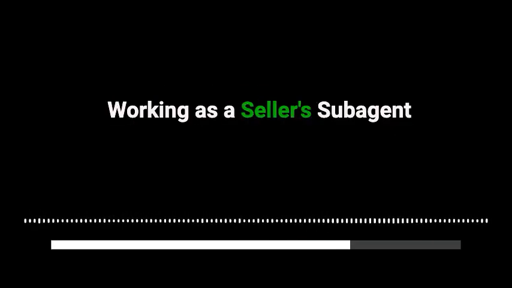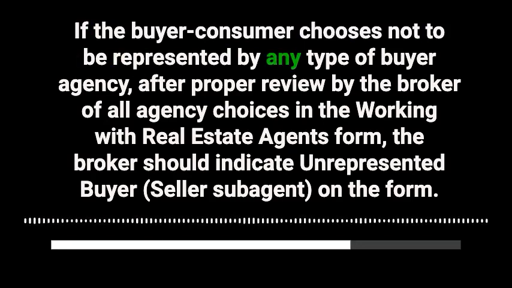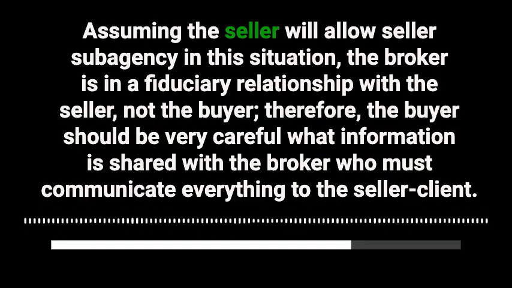Working as a seller's subagent. If the buyer-consumer chooses not to be represented by any type of buyer agency, after proper review by the broker of all agency choices in the Working with Real Estate Agents form, the broker should indicate unrepresented buyer on the form. Assuming the seller will allow seller subagency in this situation, the broker is in a fiduciary relationship with the seller, not the buyer. Therefore, the buyer should be very careful what information is shared with the broker, who must communicate everything to the seller client.